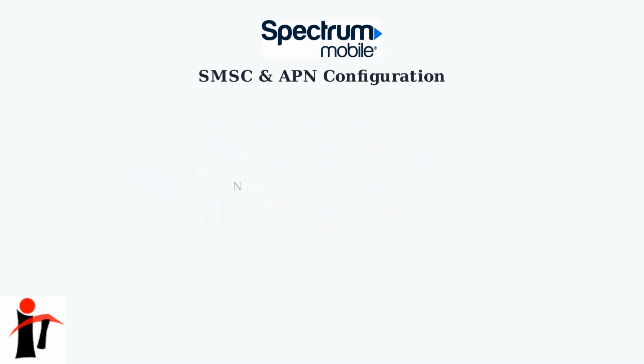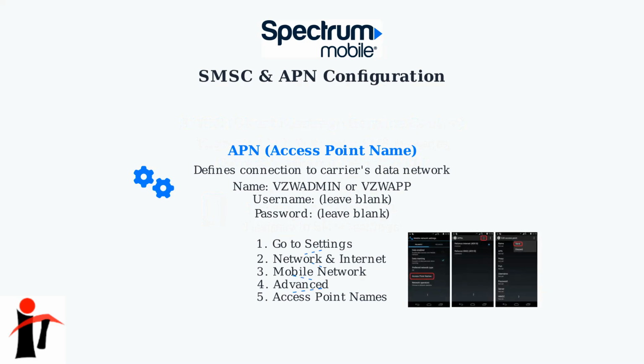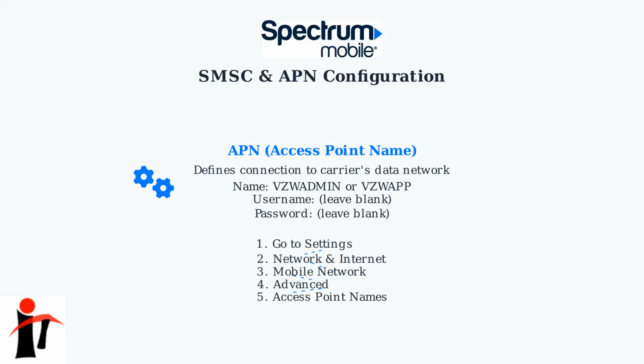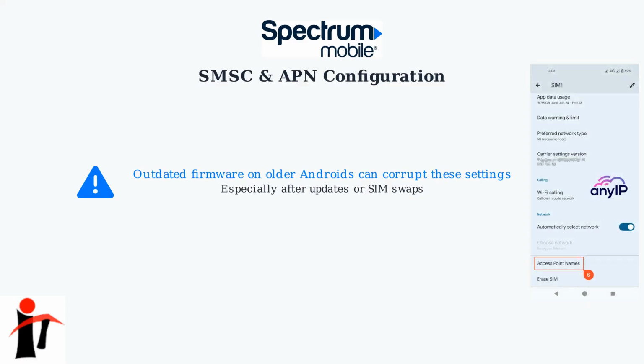For APN settings, go to Settings, then Network and Internet, Mobile Network Advanced, and finally Access Point Names. The correct APN should be VZN or VZApp with blank username and password. If these are incorrect, manually update them and restart your phone.